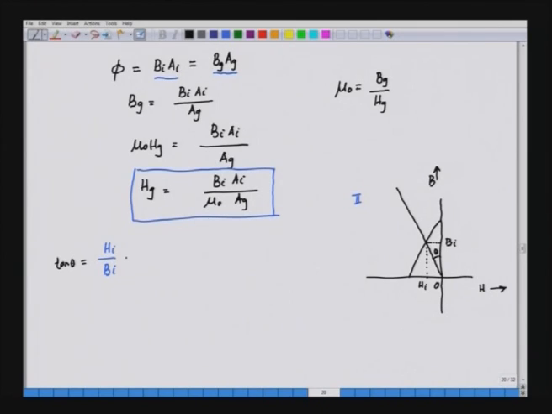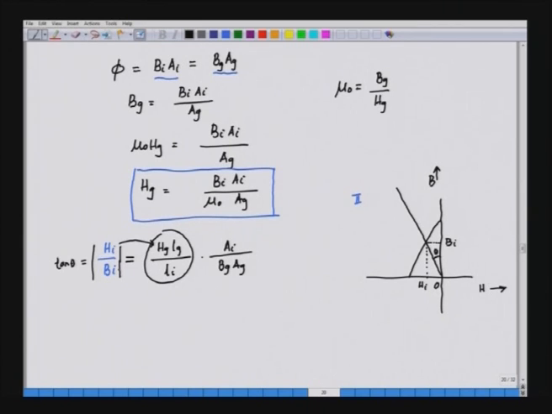So, I will write down this equation, that is equal to Hg Lg by Li into Bi by Bg Ag. So, we are trying to replace here Hi and Bi. Hi is replaced by this quantity. I am talking about the magnitude only. So, we will be only interested in the magnitude, so we will forget the angle.